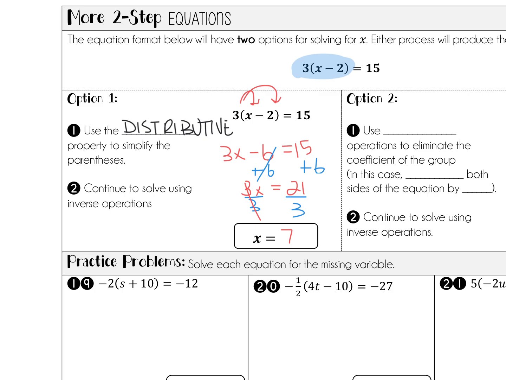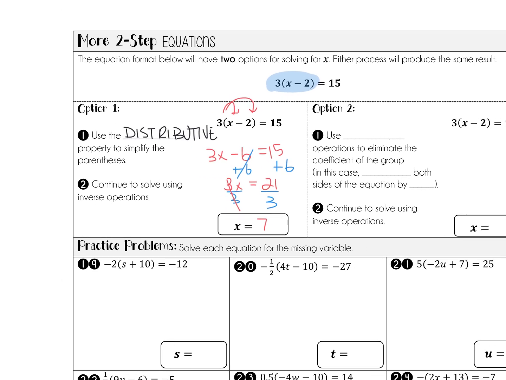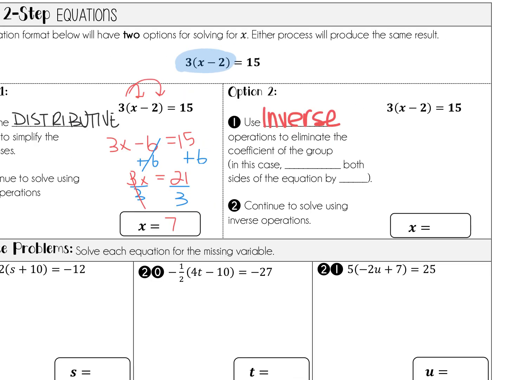Alternatively, we can do option 2 as well. Option 2 says that we can use inverse operations. We'll use those inverse operations to eliminate the coefficient of the group. In this case, we will divide both sides of the equation by 3. To show that division, just like we've done with our other equations, we'll show that inverse of dividing by 3 on both sides. And what that does is simplify our equation a little bit so that we can get it down to that one-step equation of x minus 2 equals 5.